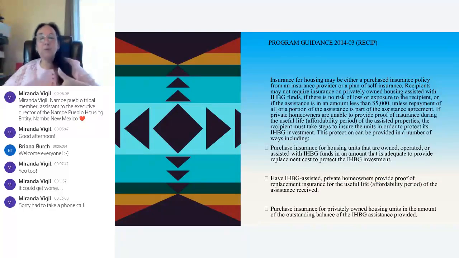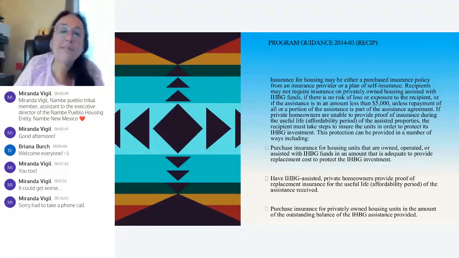Recipients may not be required to have insurance on privately owned housing assisted with block grant funds if you have no risk of loss or exposure, or the assistance is in an amount of less than $5,000. Unless repayment of all or a portion of the assistance is part of the assistance agreement, okay, and we have the useful life, that's what it requires.